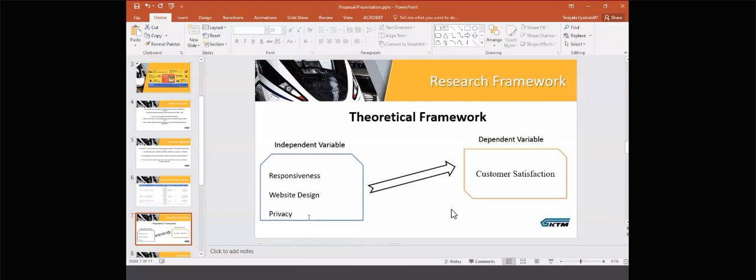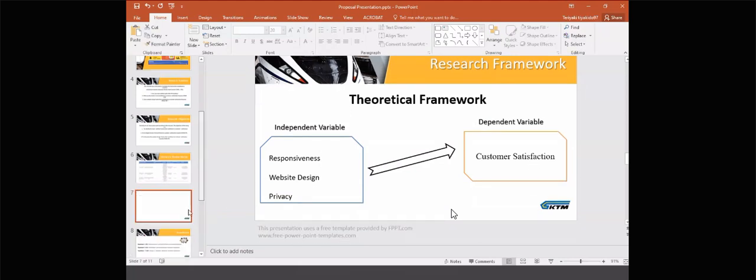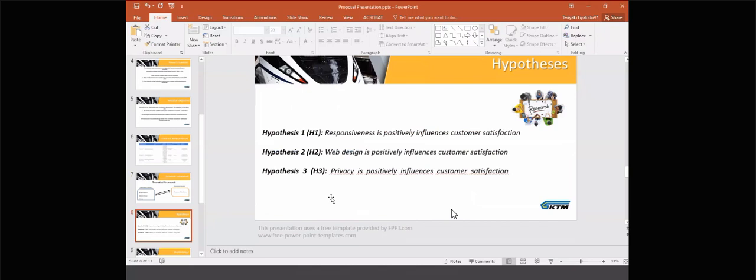If a normal person purchases a plane ticket, they will have a QR code. If we scan the QR code, it will reveal what type of ticket you used, what credit card type you purchased with, and what bank. So it will affect our privacy. Our dependent variable will be customer satisfaction. Next, my hypotheses. First, responsiveness positively influences customer satisfaction; second, website design positively influences customer satisfaction; and third, privacy positively influences customer satisfaction.